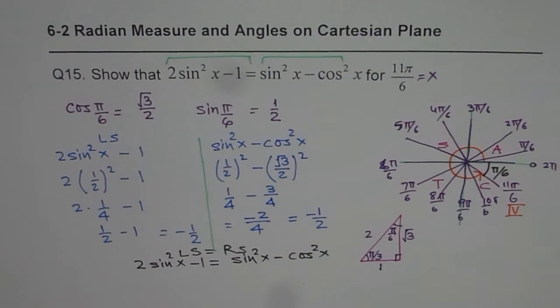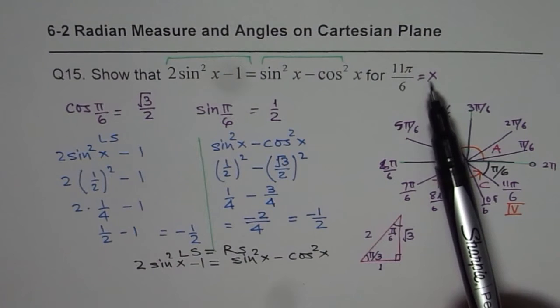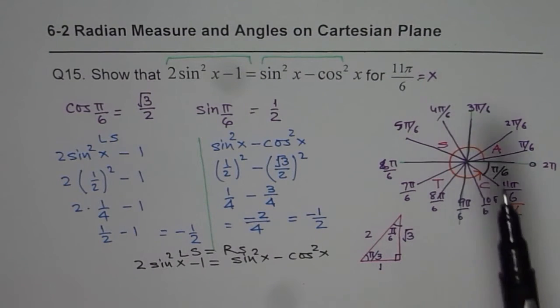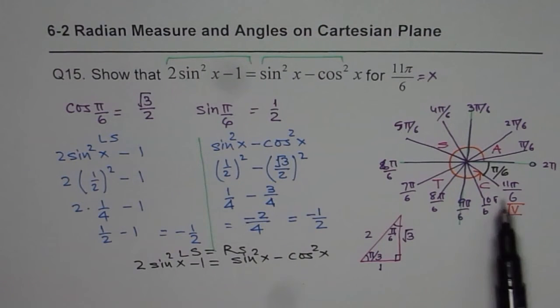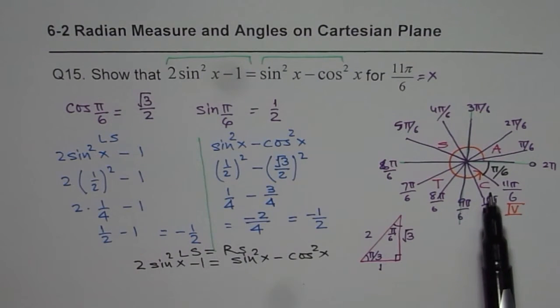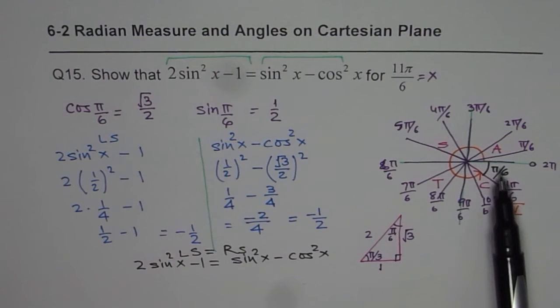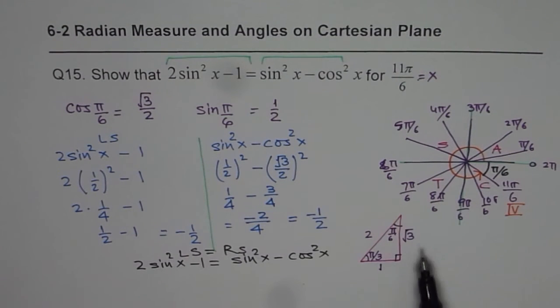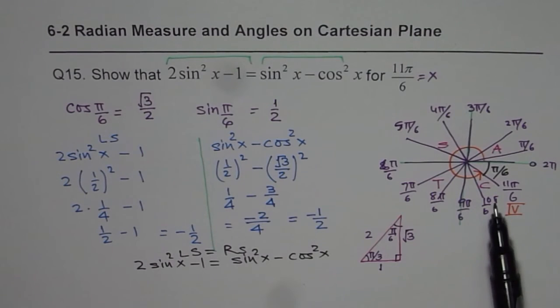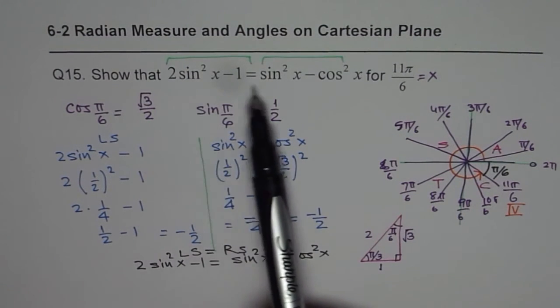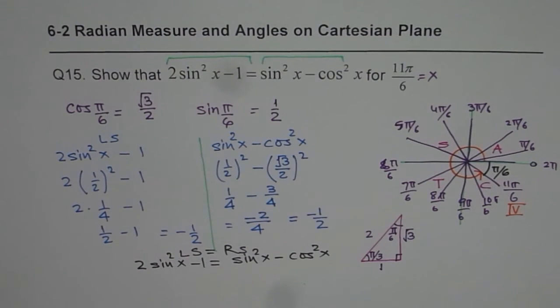So first step is, principal angle is given to us. Find where the terminal arm ends. It ends in quadrant 4, where cos is positive, sine is negative. Find the reference angle or the relative acute angle, which is pi by 6. Use special triangle or your calculator to find out the values for sine and cosine, and show that the left side is equal to right side. So that is how you should be doing it.